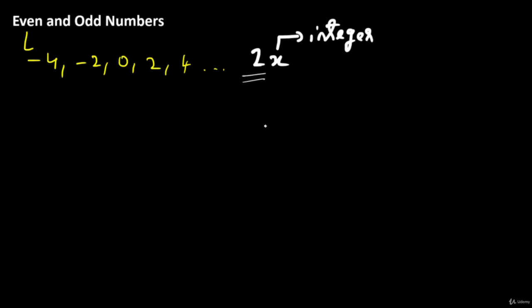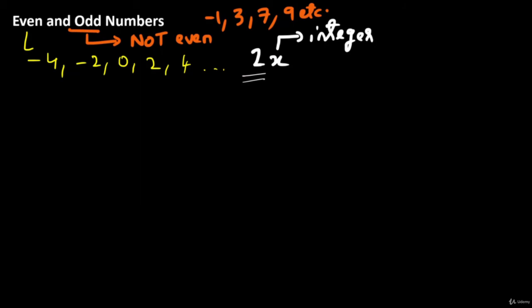Alright, and what about odd numbers? Any number that is not even is an odd number. For example, -1, 3, 7, 9, etc. Alright, now we have established what even and odd numbers are. Now let's discuss some important properties with respect to even and odd numbers.